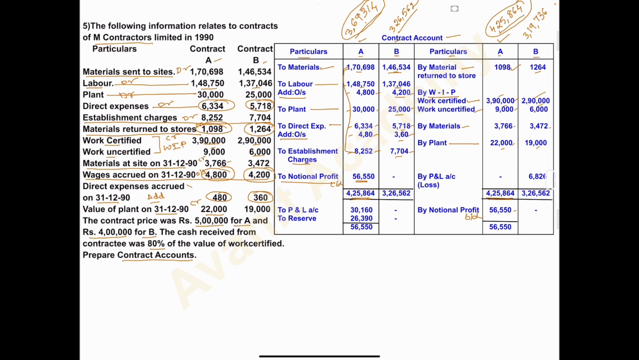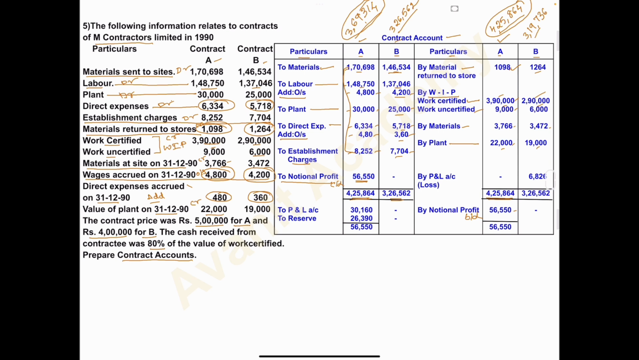So compare these. On the debit side you got 3,26,562, and on the credit side of contract B you have got 3,19,736. So which side do you have the more amount? Debit side, so that one we will take. So write the total of contract B, 3,26,562. Here everything is readymade, but you have to calculate. You have to compare the debit side with the credit side to get the difference amount.